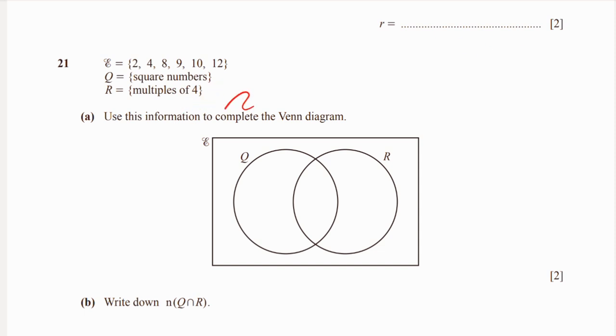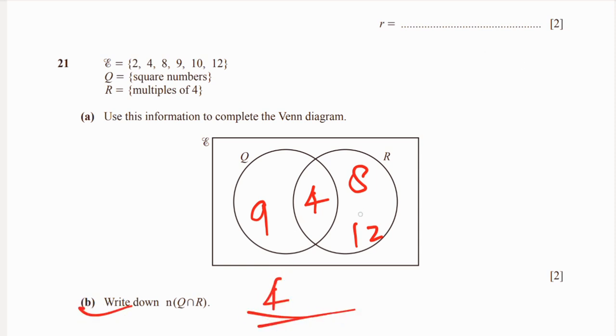So dear all, here Q is what? Square numbers of the set: 4 and 9. R is the multiples of 4, so 4, 8 and 12. I think 4 must be common to both. Now write down the value of Q intersection R, which is equal to 4. So the answer is 4. Done.